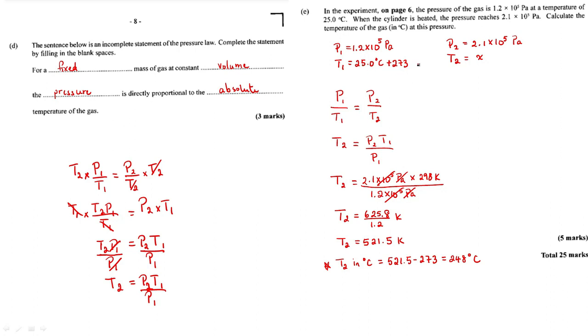So you first had to convert to Kelvins. Then once you calculated everything and got your answer in Kelvins, you had to go back to degrees Celsius by subtracting 273 from the 521.5 to get your degrees Celsius. So remember, if you have degrees Celsius, to go to Kelvins, you add 273. And if you have Kelvins, you do the total opposite, which is subtract 273. That's what you see happening down here. And voila, this would have given you 25 marks.